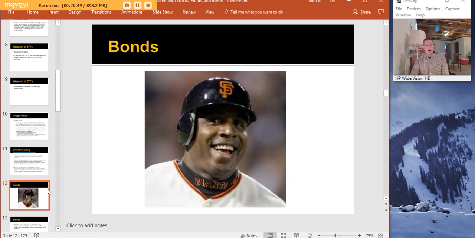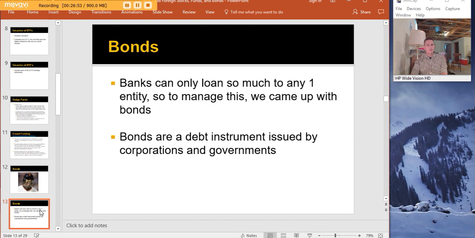Now we get into bonds. Hey, Barry. And we'll talk about that for a little bit. Now, bonds. Why do bonds exist? One of the main reasons is a bank can only loan out so much money to any one entity, and that's very much dependent on the number of deposits and how much per deposit, some of those things. In other words, banks have what's called legal lending limits.